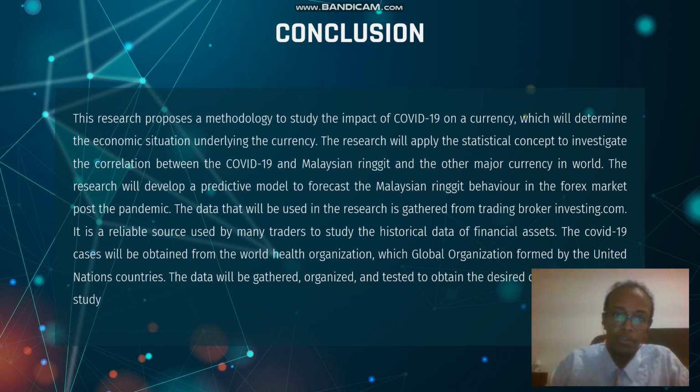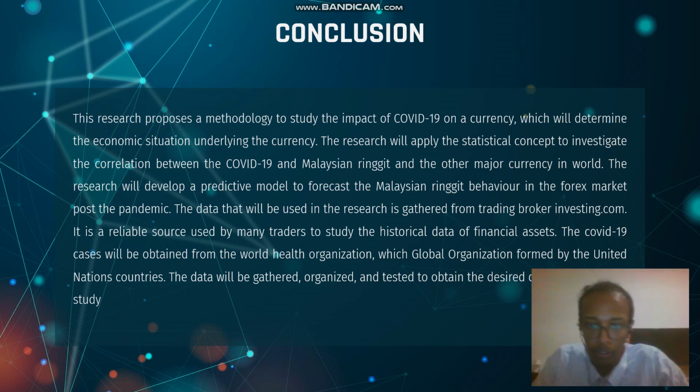So this research proposes a methodology to study the impact of COVID-19 on the currency, which determines the economic situation underlying the research. The research will apply a statistical concept to investigate the relationship between COVID-19 and the Malaysian ringgit. It will develop a predictive model to forecast the Malaysian ringgit behavior in the forex market. The currency price data in the forex will be obtained from a broker called Investing, and the COVID-19 cases will be obtained from the World Health Organization. The data will be gathered, organized, and tested to obtain the desired objectives of the study.